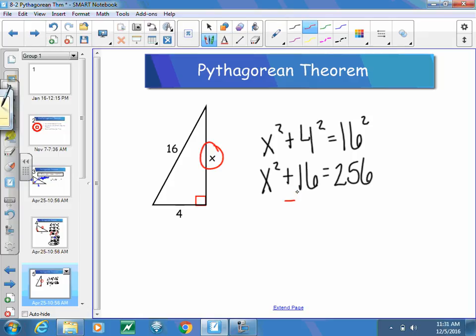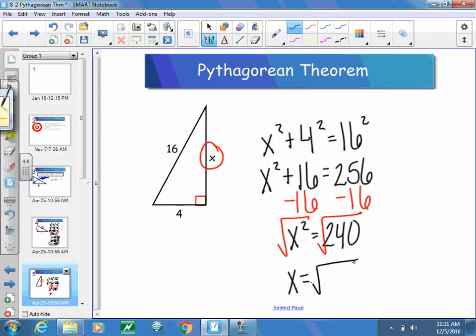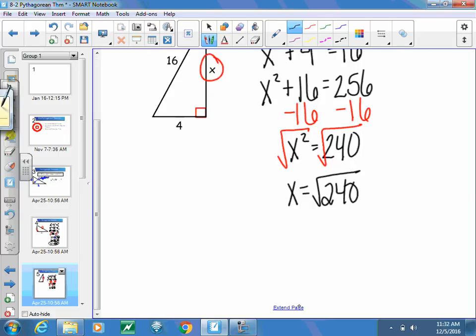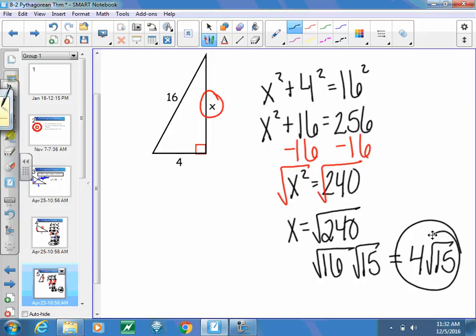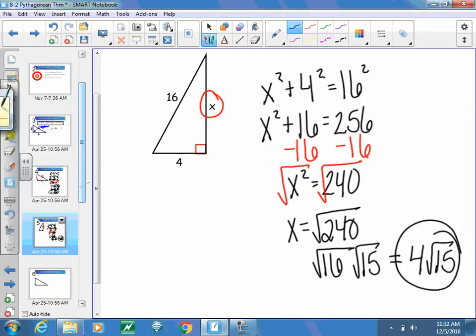So solving for x, I would subtract the 16 from both sides, and that would end up giving me x squared is equal to 240. And now what I want to do here is try and simplify this out. First of all, I have to take the square root of both sides. So x is equal to the square root of 240. I can simplify that square root. We can break this up into the square root of 16 and the square root of 15, which then would end up giving me 4 square roots of 15. 4 square roots of 15 cannot be simplified any further.